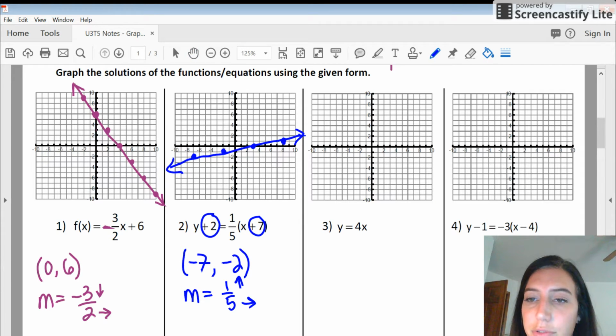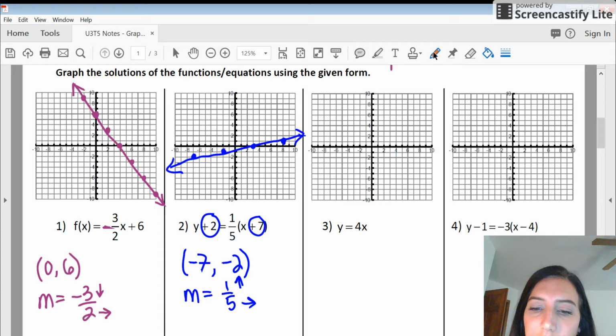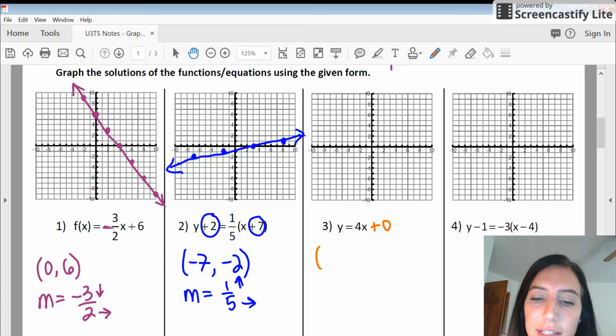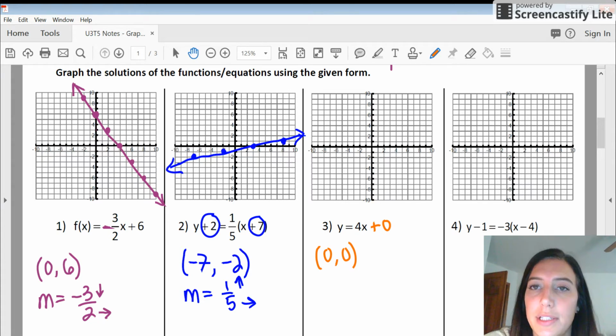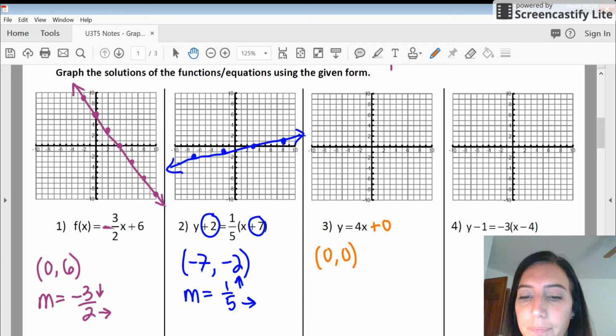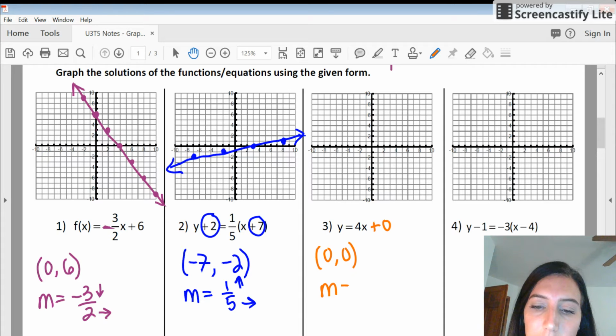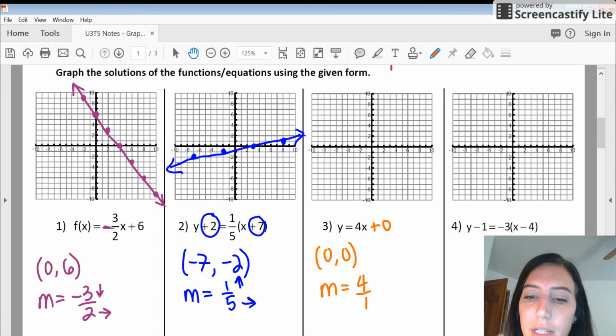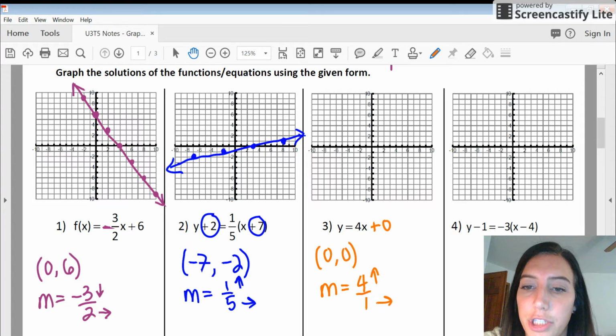Can you recognize which form this next equation is in? You're right, slope-intercept form. But we don't have a b value. It's the same thing as writing 4x plus 0. So what that tells me is that my starting point will be at the origin. That b value is 0, 0. My slope is the number 4, which I can write as a fraction over 1, which then tells me I'll be going up 4 and right 1 from the origin.